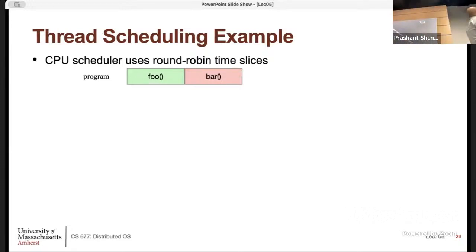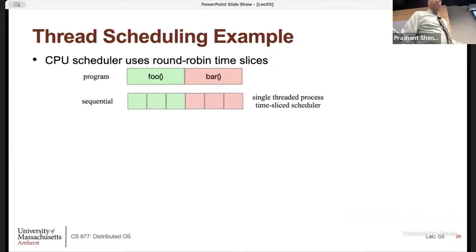So here you have a CPU scheduler that's just going to do round robin time slicing. So it's going to take something, it'll run it for some time, and it'll switch to something else, run it for some time. So it's called a time slice. That's how a CPU scheduler for an OS works. Okay? So we have a program that's sequential. It has two functions, foo and bar, the green function and the red function. So how is this going to run on this CPU scheduler?